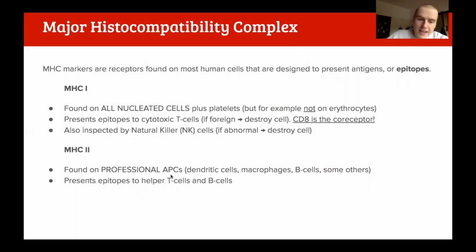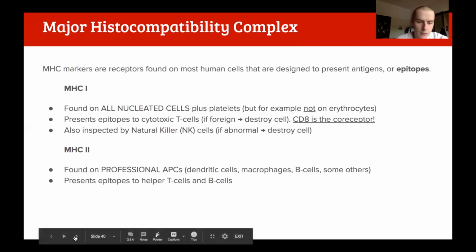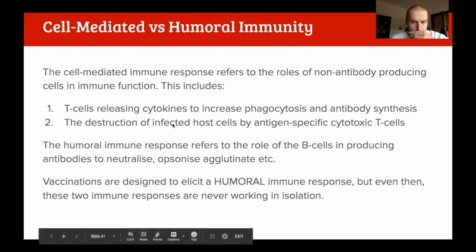MHC2 is only expressed on antigen-presenting cells, and only professional antigen-presenting cells. So you'll find MHC2 on dendritic cells, macrophages, and B cells. The job of MHC2 is to present antigens to T cells and B cells. The result of that is, of course, activation of your special lymphocytes and of the adaptive immune response. And remember that MHC class 2 interacts with the CD4 co-receptor.